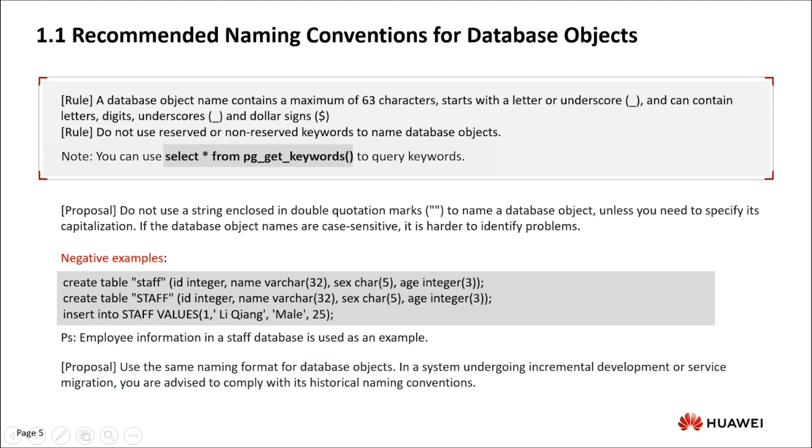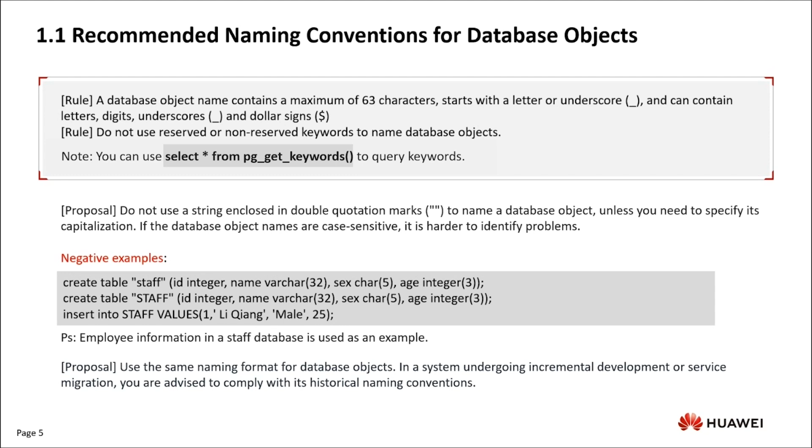And secondly, please do not use reserved or non-reserved keywords to name database objects. We can use this SQL statement to query all the keywords in GaussDB. And besides that, we have 2 proposals here. Firstly, it is suggested to avoid using double quotation marks to define names of database object. This is because our GaussDB database is case insensitive. Object names without double quotes are assumed to be lowercase by default.